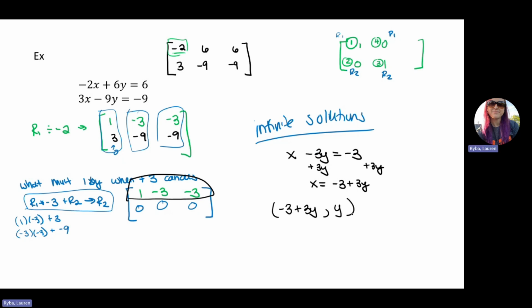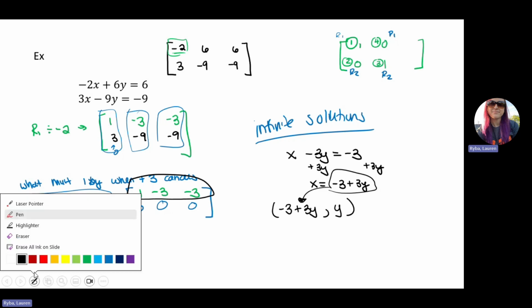X was written in terms of y, so then y is just y. Rather than just saying there's infinite solutions, I've now created a way to determine all of those solutions. You solve for one of the variables, whichever one's easier, and then you put that in its spot. It's always x comma y, so instead of x, I'm writing -3 plus 3y, and then comma y.